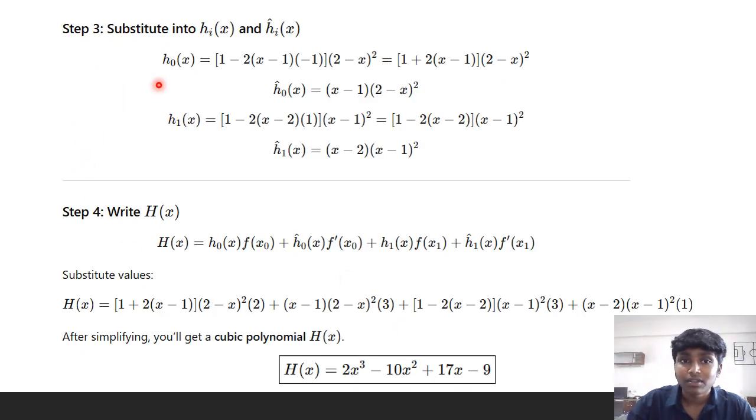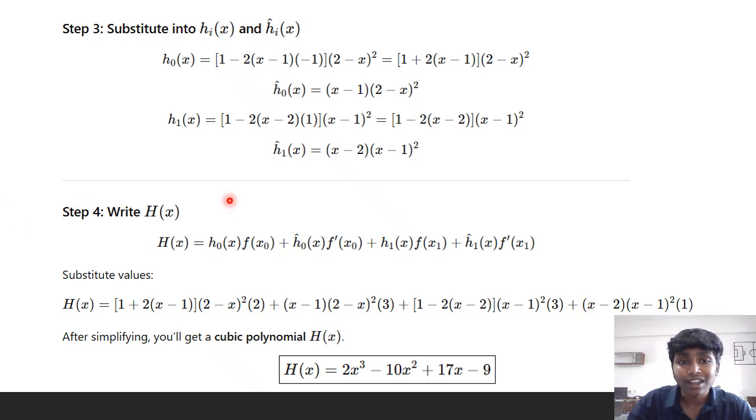In the next step, we have to calculate h of x and h cap of x. For h of x, we have the formula, and if we substitute the Lagrange basis polynomial values in this, we will get h0 and h1 of 0, and their values are (x minus 1) into (2 minus x) whole square, and similarly we will get h cap of 1 also.